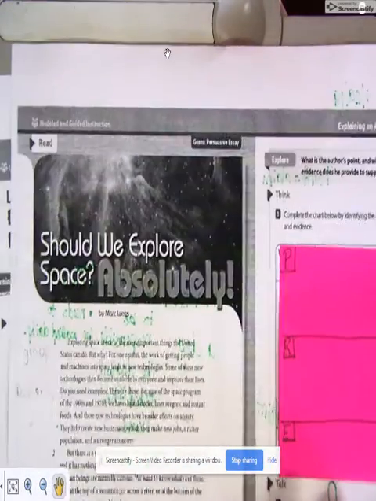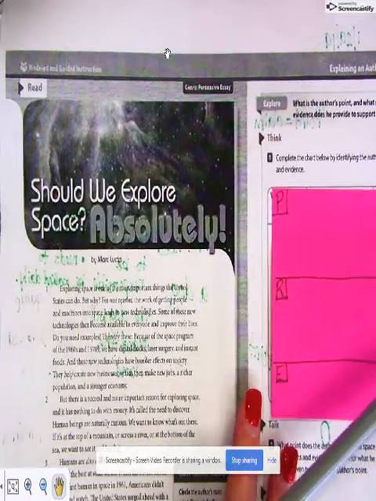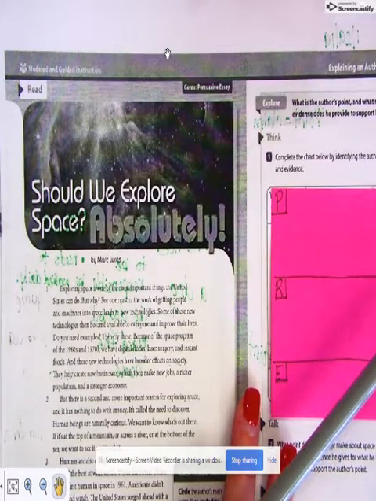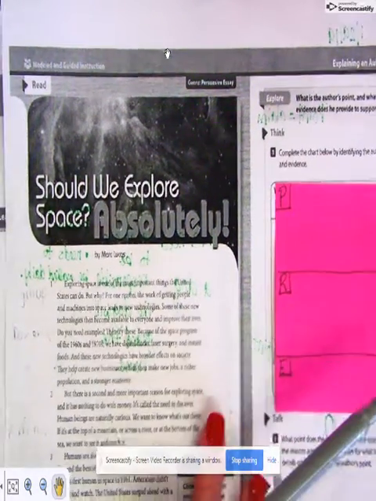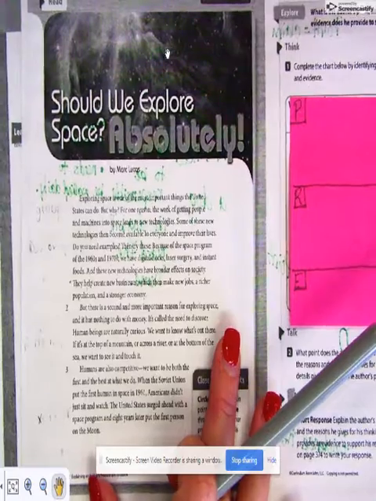When they read the next story, all 4th graders will eventually get here. We talk about the next story: "Should We Explore Space? Absolutely." Reading this title, we should already get an idea of what the author's point or claim is, because he asks the question, should we explore space? And his answer is absolutely. So from that title we could say the author believes that we should continue to explore space.